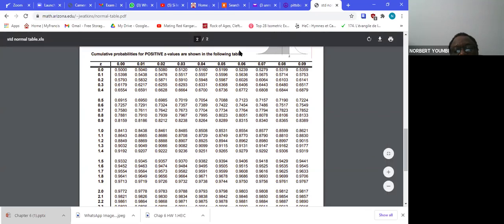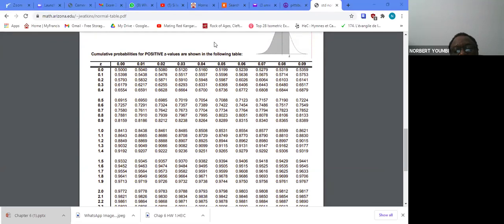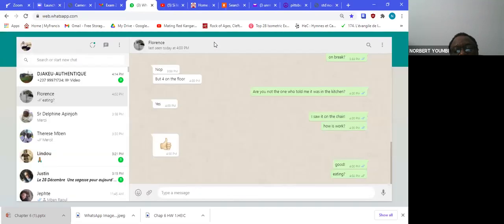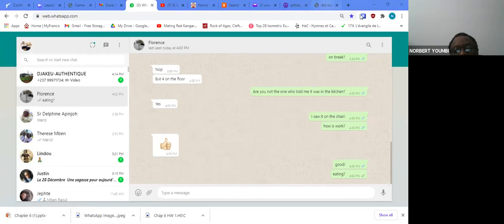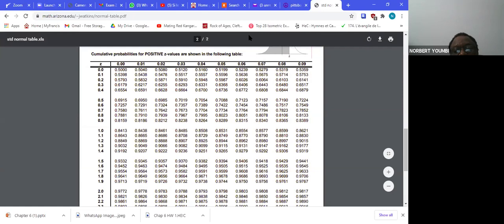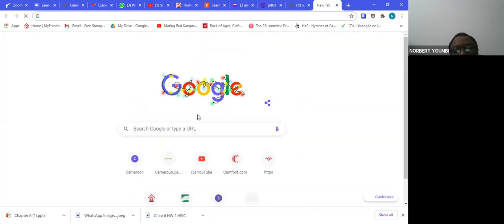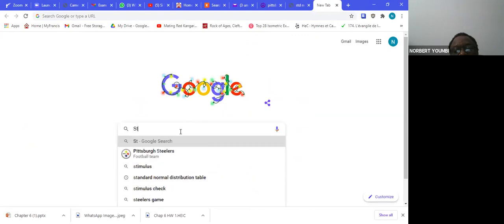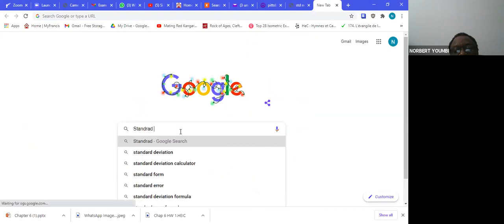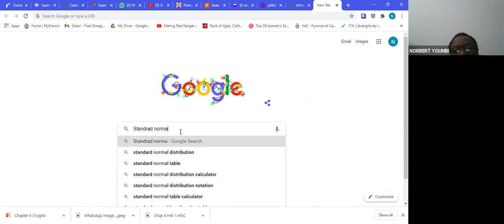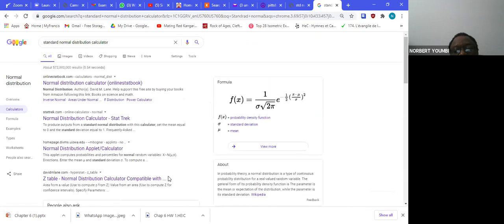We can also use a Google calculator. I'm going to go now for a Google calculator. Standard normal distribution calculator. I will take this first calculator.